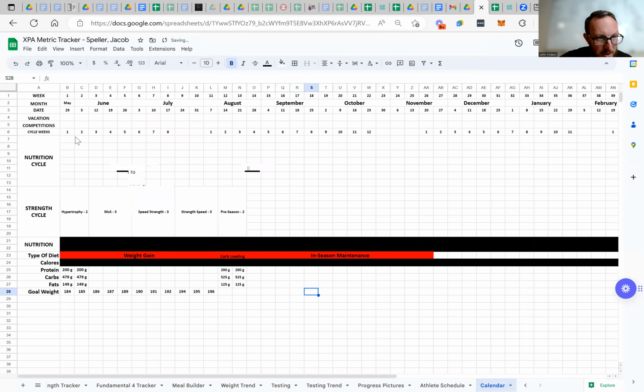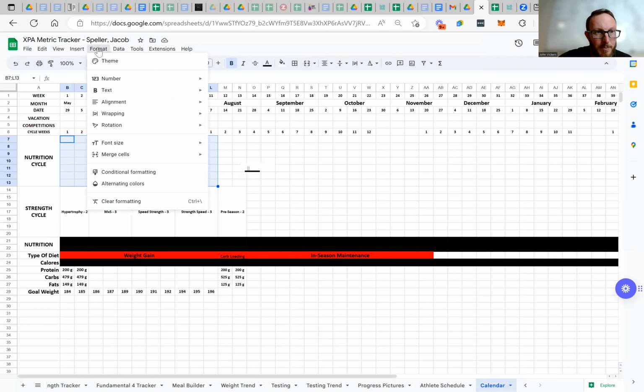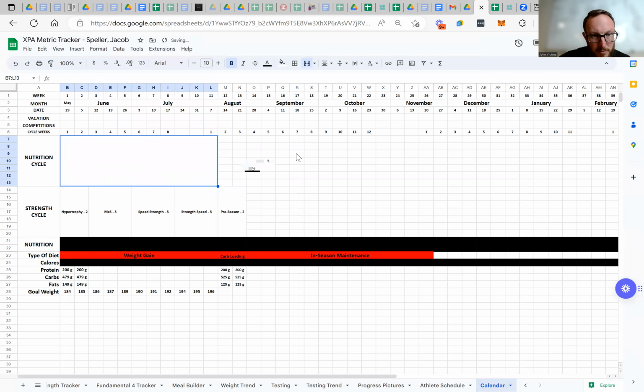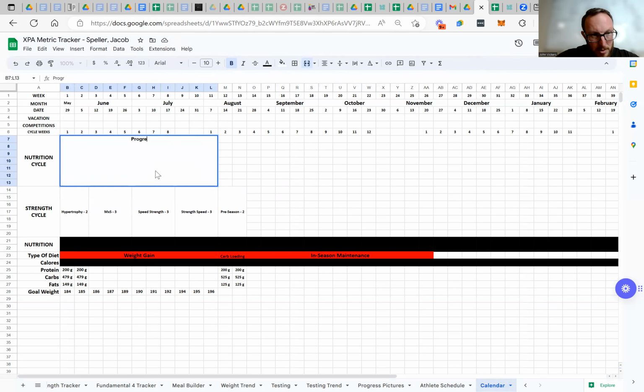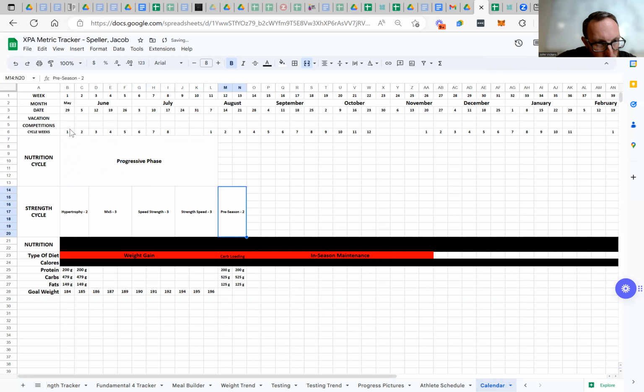Okay, and then we break this down into certain cycles. Okay, we're skipping completely over our primer phase, and we are putting him directly into the progressive phase, which in terms of weeks is 11 weeks.